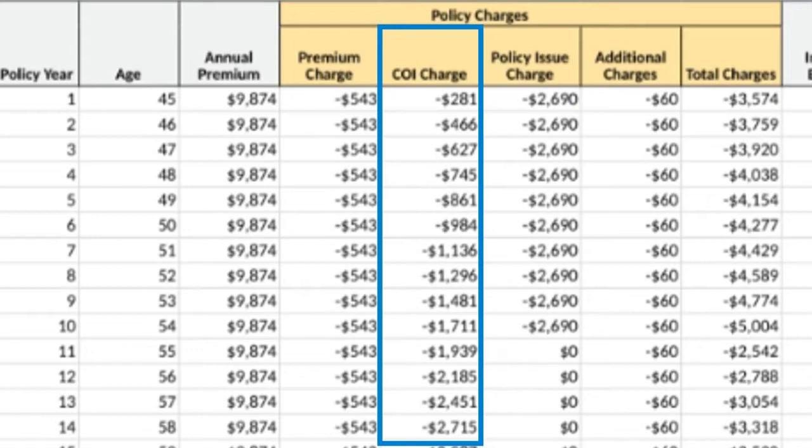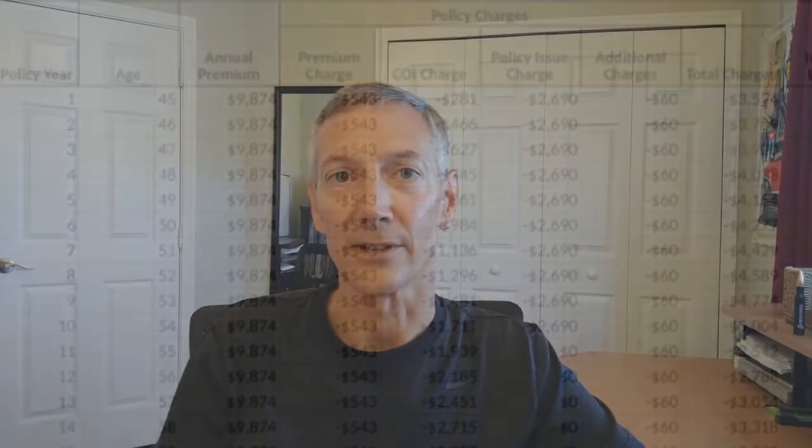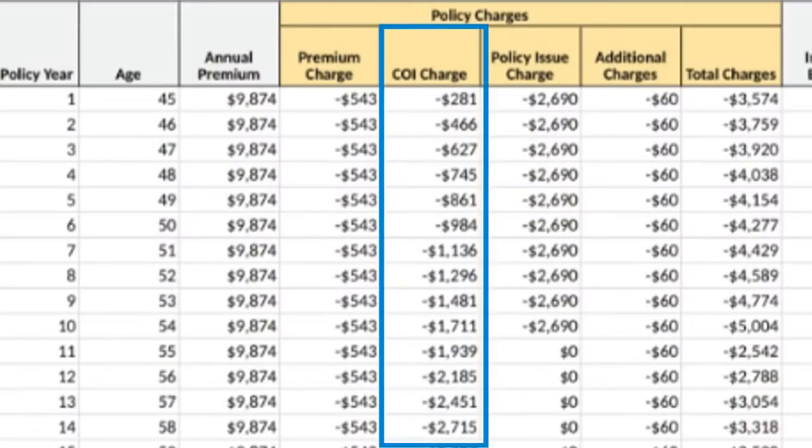That's the one to the left of the policy issue charge. And the cost of insurance is quite literally the cost of that gap between the amount of cash value that is saved up and the death benefit protection. So the amount at risk is going down over time, but as you get older, the cost of insurance is going up. So you see that with the cost of insurance starting at $281 and slowly but surely rising every year.